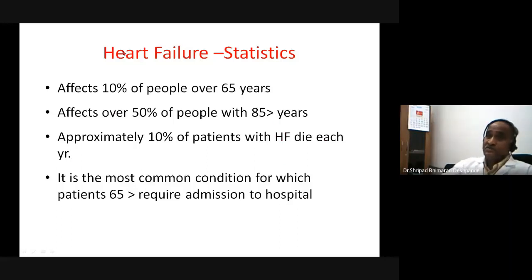So that means this is a statistic according to age. Now, whoever has heart failure, they die. 10% of them are dying every year. So that is a great number. And it is the most common condition for which patients above 65 require admission to the hospital. So this is the problem of heart failure.